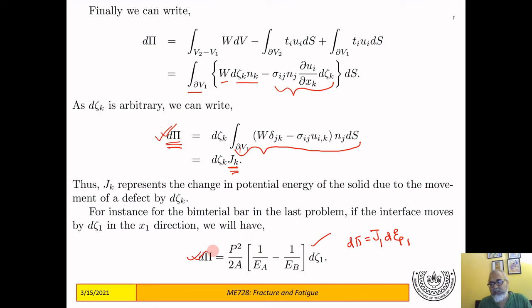So this completes our explanation of what a configurational force is. What is a configurational force? The configurational force arises due to the motion of a defect. It's a self-similar motion of the defect in the sense that the stress field created around the defect moves in a self-similar manner with it. So in the changed position, the stress field surrounding the defect is exactly the same. So this domain moves like a rigid body. If that is the case, then the change in potential energy of the system is given by Jk d zeta k. That is the significance of this quantity J.